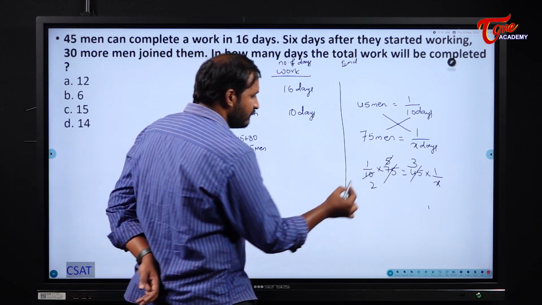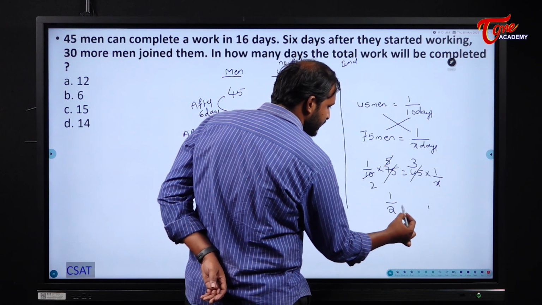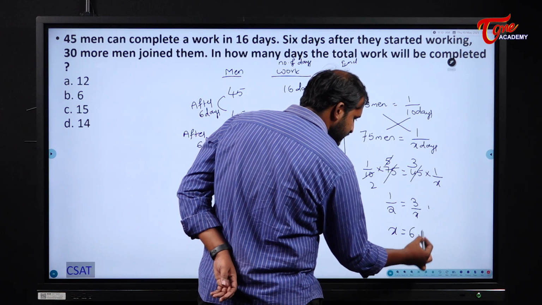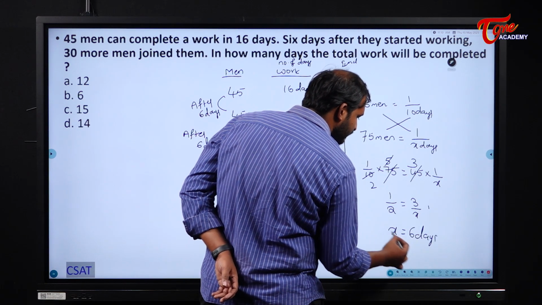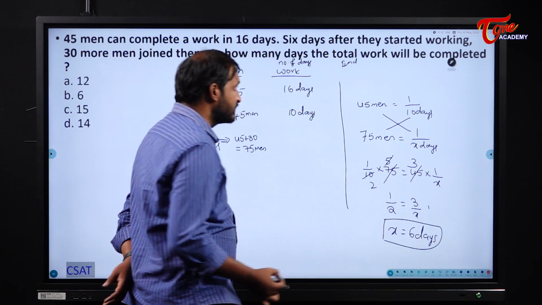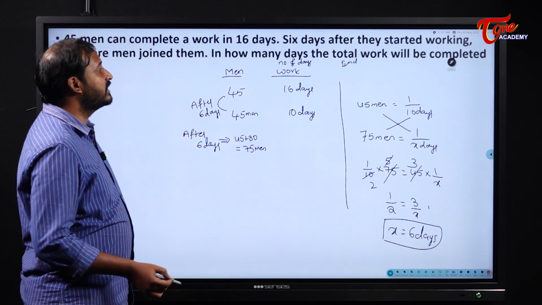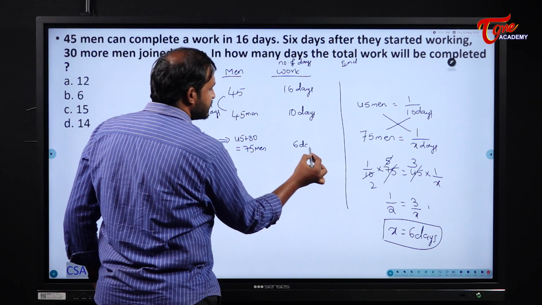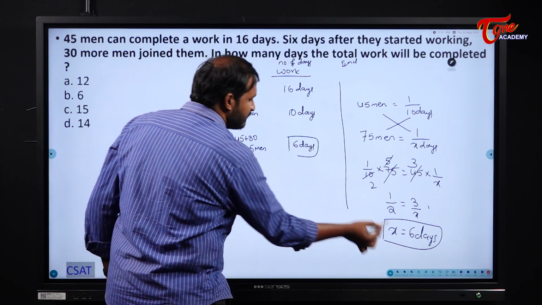Right? So now what will be left here? 1 by 2 is equal to 3 by x. From this, x is equal to what? 6 days. That means the remaining work will be finished in 6 days. That means 75 men can finish the work in 6 days. This is the calculation which we made just now.